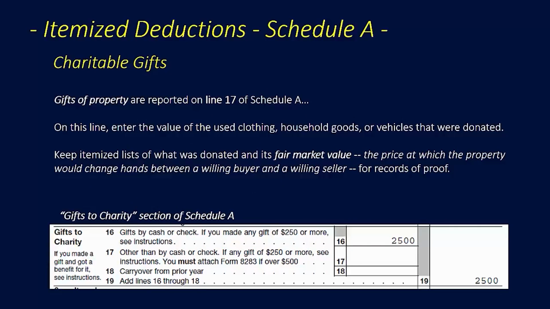Gifts of property are reported on line 17 of Schedule A. On this line, we enter the value of the used clothing, household goods, or vehicles that were donated. Keep itemized lists of what was donated and its fair market value. The definition of fair market value: the price at which the property would change hands between a willing buyer and a willing seller. Keep these itemized lists for records of proof.